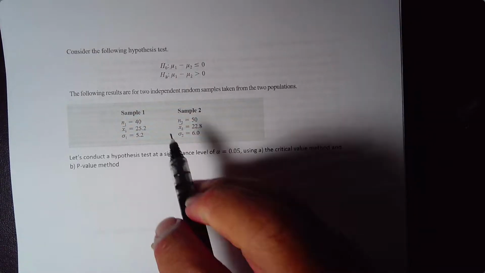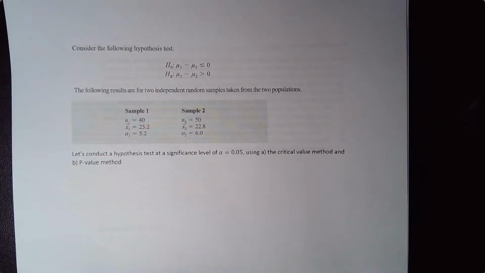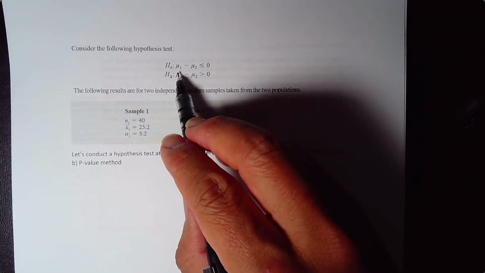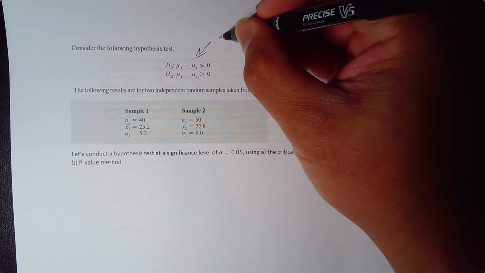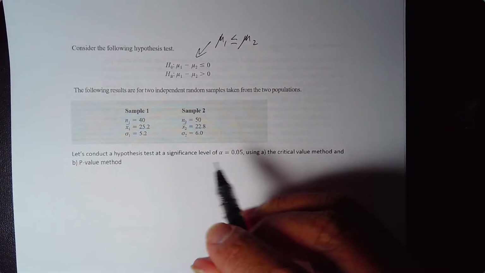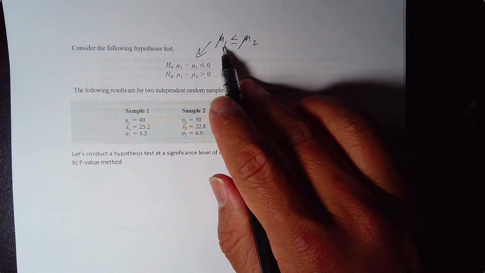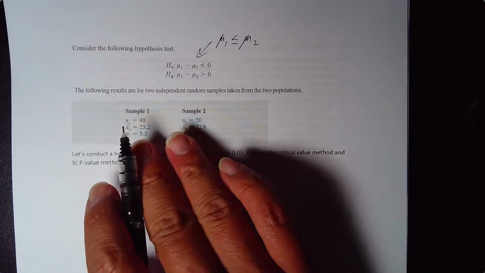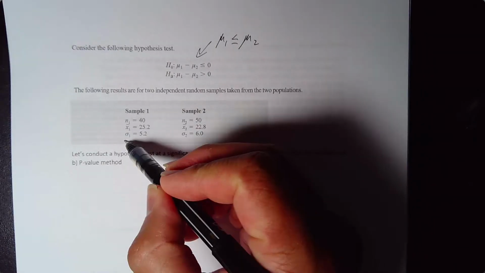Okay, let's do an example of a case 1. Here the hypothesis is mu1 minus mu2 is less than or equal to 0. Another way to write this would be mu1 is less than or equal to mu2. We're saying that the average in population 1 is less than the average in population 2. And here's the information that we have. Indeed we have sigma.